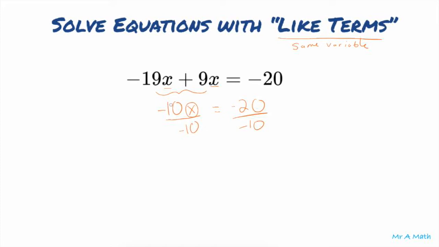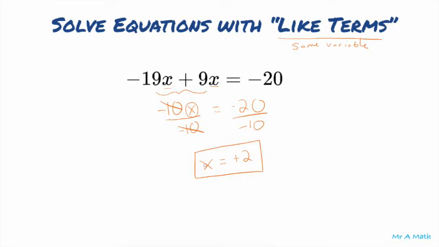And so then that means that the negative 10s will cancel, and negative 20 divided by negative 10 is just a negative divided by a negative, positive 2. And so that means x is equal to negative 2 is my answer.